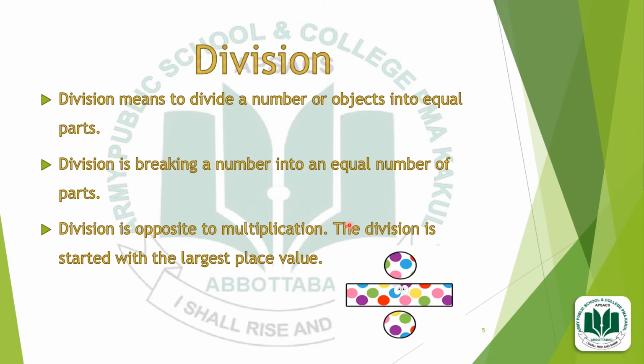And when we do the question, the division starts with the largest place value. For example, if we have three place values, hundreds, tens and ones, then we start the division from the hundreds place value. The division sign is shown on the screen. This sign is always used for division.